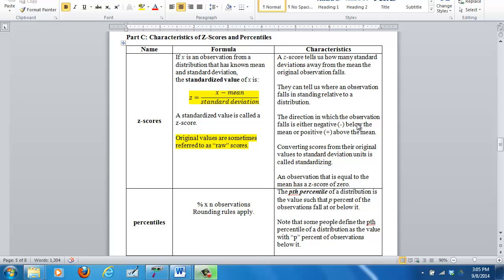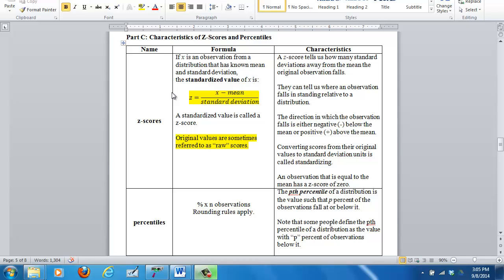Really, a z-score tells us how many standard deviations away from the mean the original observation falls. If x is an observation from a distribution that has known mean and standard deviation, the standardized value, and that's key, standardized value, that's our term there, of x is this equation right here. In other words, the difference between the value and the mean divided by the standard deviation. So all it does is tell us how many standard deviations from the mean it is.